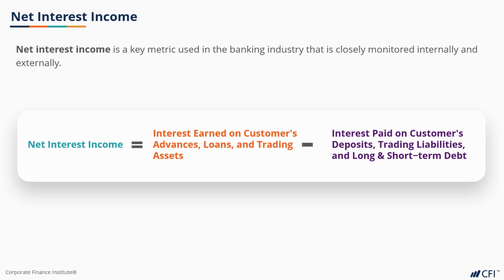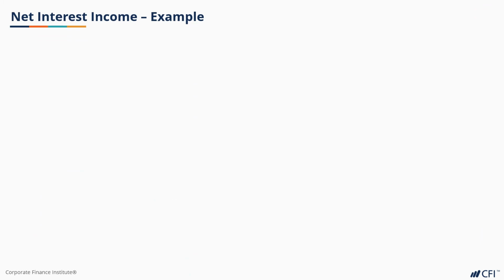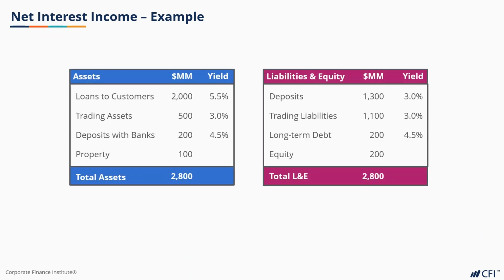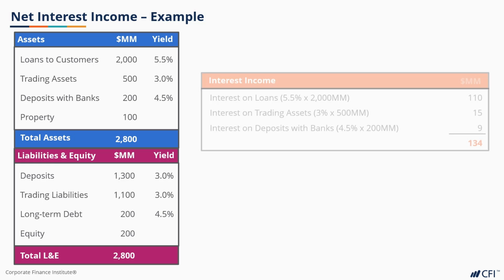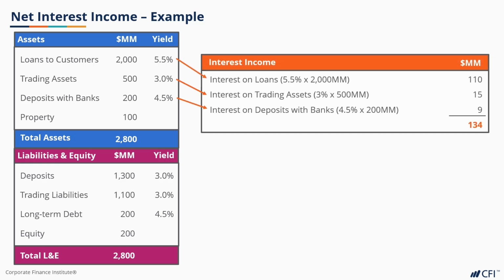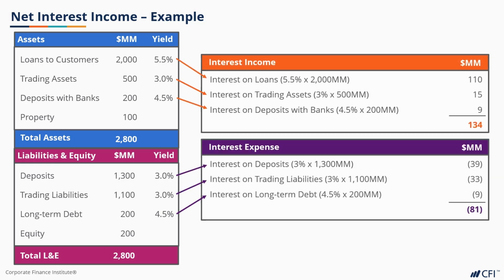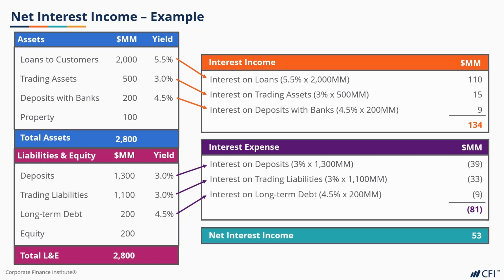Let's consider the following example. Based on the information given, what do you calculate the net interest income of this bank to be, based on its balance sheet? The first step is to calculate what the interest income is from the asset side and what the interest expense is from the liabilities and equity side. Thus, we arrive at a net interest income amount of $53 million.